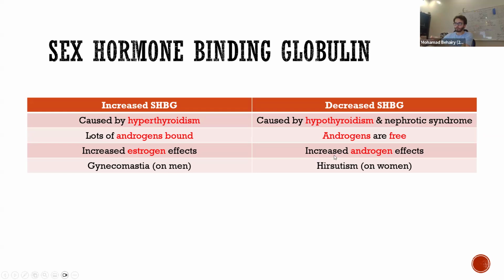But what is the effect? Increased androgen effects. It's not that interesting to talk about in a whole slide. What's interesting is seeing the effects on the other gender. I mean, when we have too much estrogen, what will be the effect on the man? When we have too much testosterone, what will be the effect on the woman? But of course, these two cases can happen in both men and women.